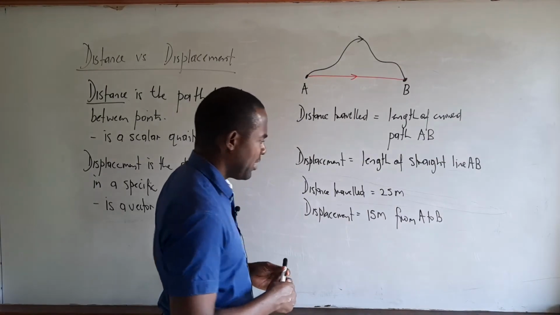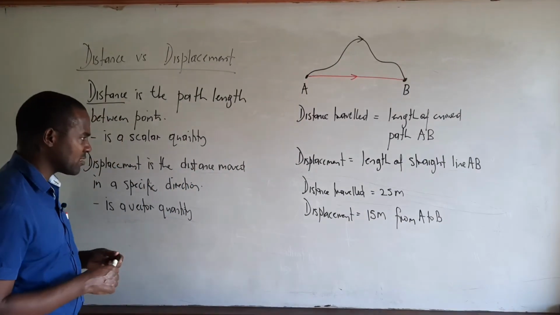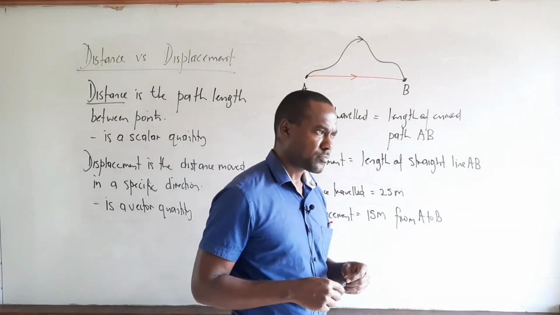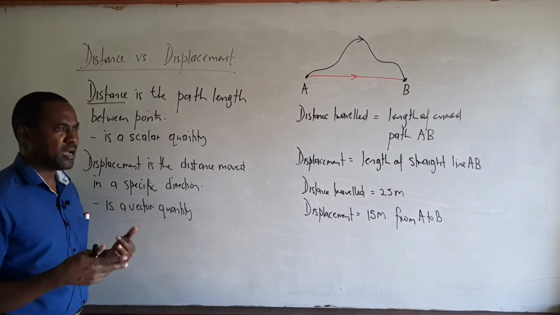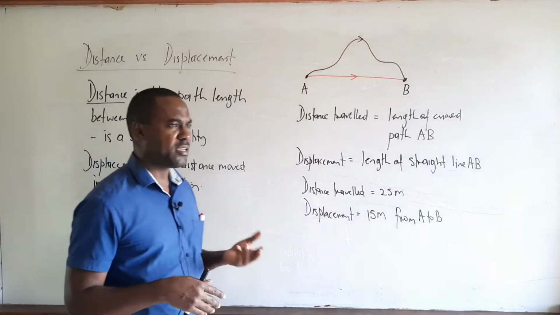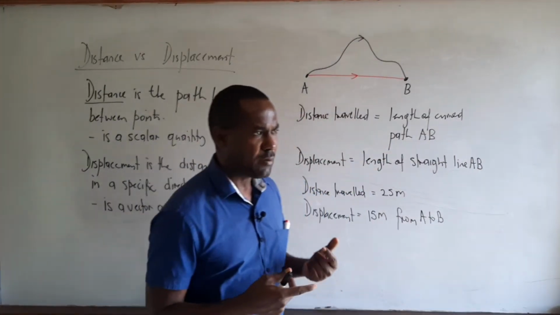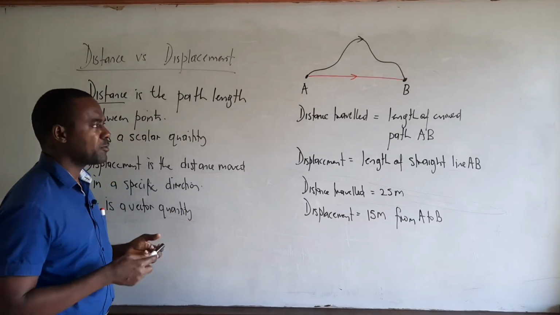Right? Now let's continue to look at distance versus displacement, and this time we'll show a body moving from point A to B and back to A. We will calculate the total distance traveled, and we will also calculate the person's net displacement after returning to point A.